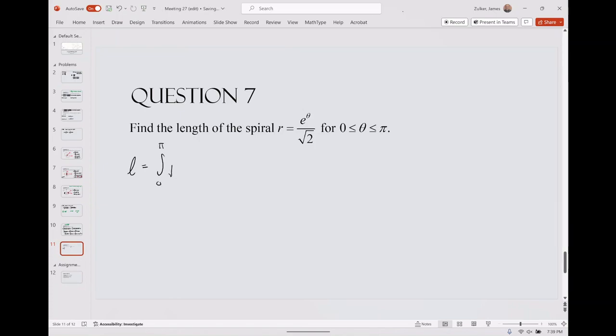Integral 0 to pi, square root of r squared plus r prime squared. What is the derivative of r? It's going to be product rule. No, is it? Why do you say product rule?